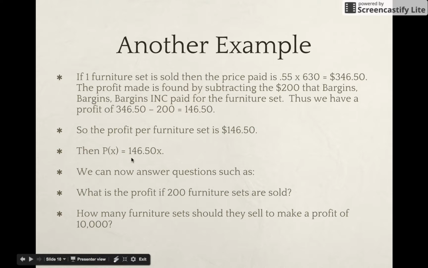P of x is $146.50 times the number of furniture sets sold. Now that we have a profit function, we can answer questions like, what's the profit for selling 200 furniture sets? And also, how many furniture sets should be sold to make a profit of $10,000, for example.